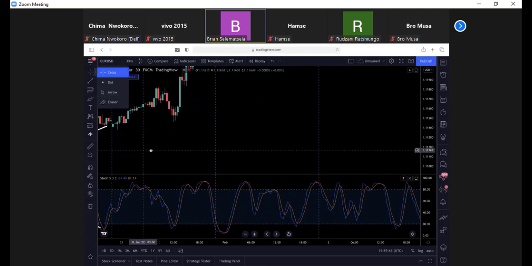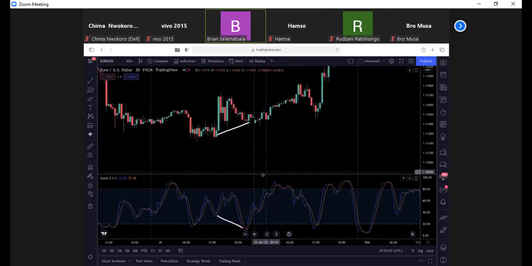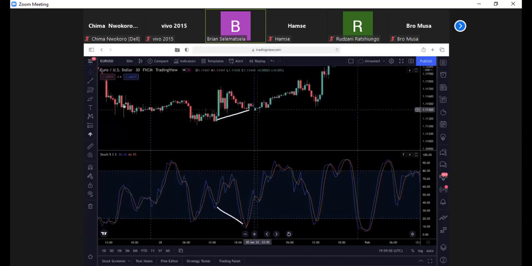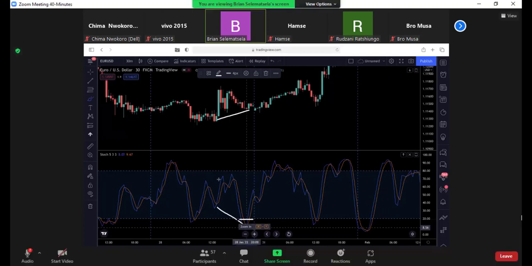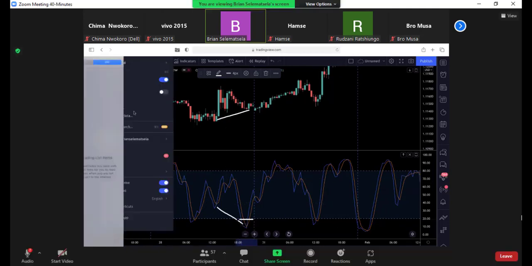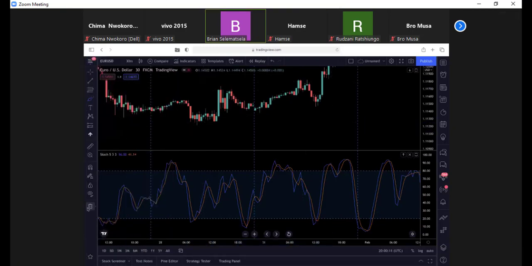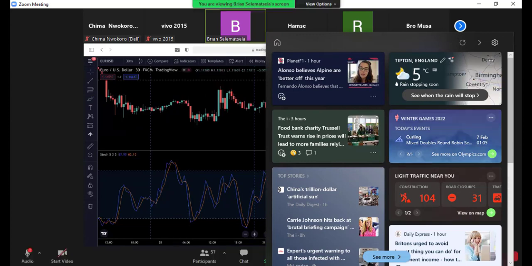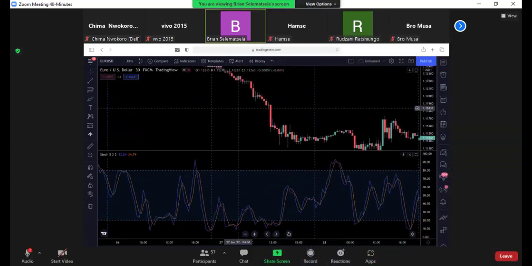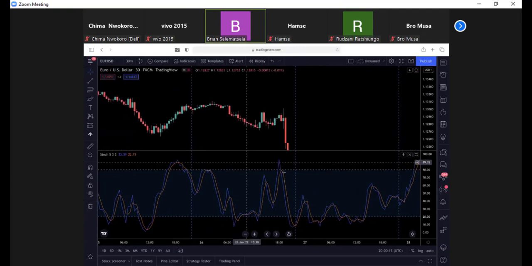An example, you can see here there was a divergence where the stochastic touched the 20 line going down, which is where it touched the oversold. And for the buy, for the sell trade, let's make an example.